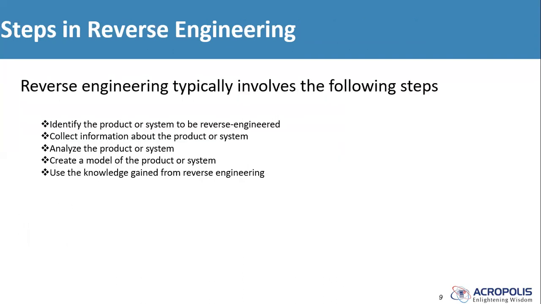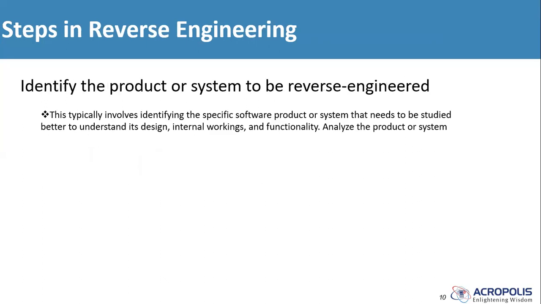Steps in reverse engineering. Reverse engineering typically involves the following steps. First, identify the product or system to be reverse engineered. Second, collect information about the product or system. Third, analyze the product or system. Fourth, create a model of the product or system. Fifth, use the knowledge gained in reverse engineering.